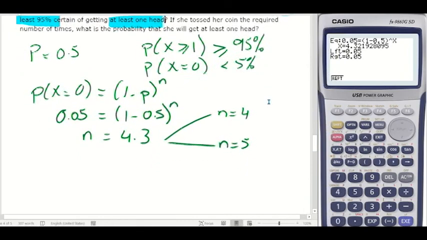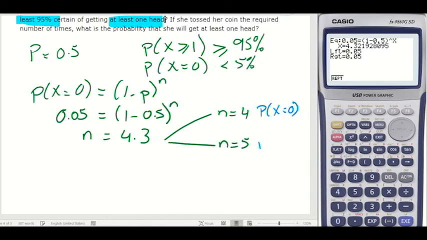So to check that, I'm going to find the probability of 0 for both of them. And we know the probability of a single head is 0.5. So I want to find, if I toss it 4 times, what's the chance of not getting a head? And if I toss it 5 times, what's the chance of getting no heads?